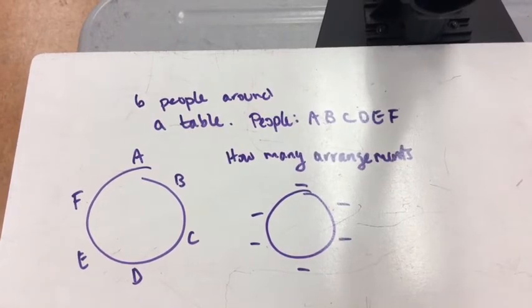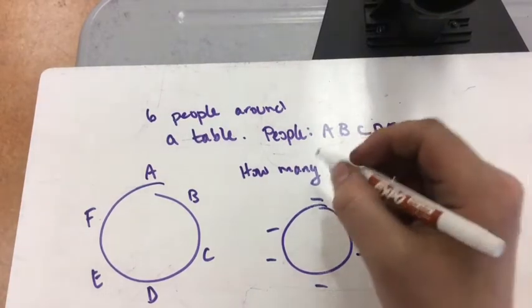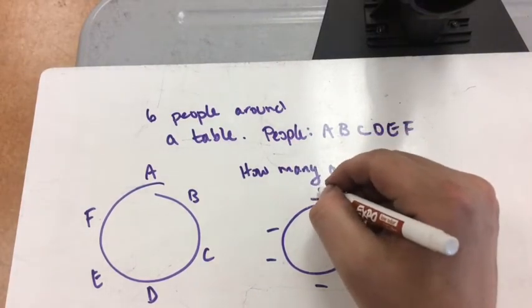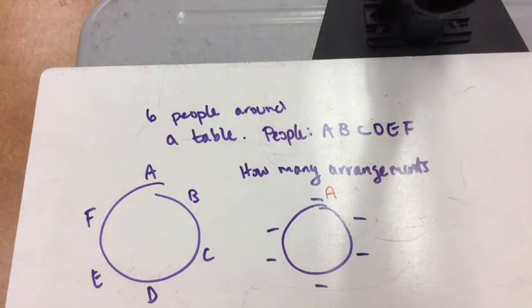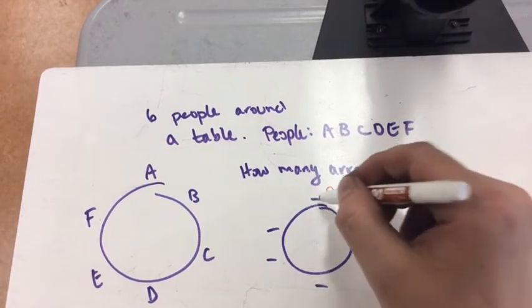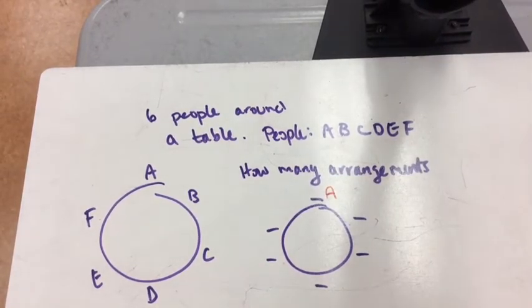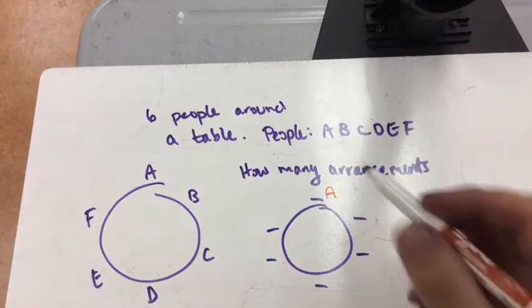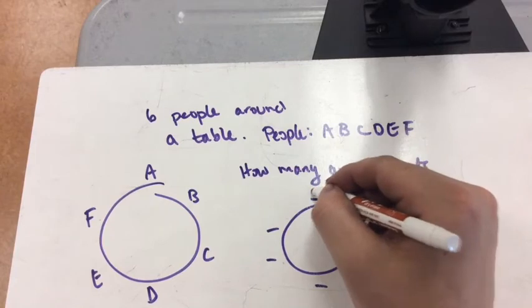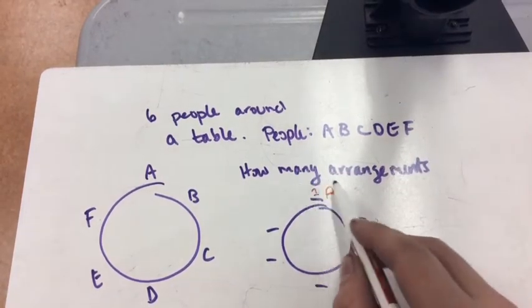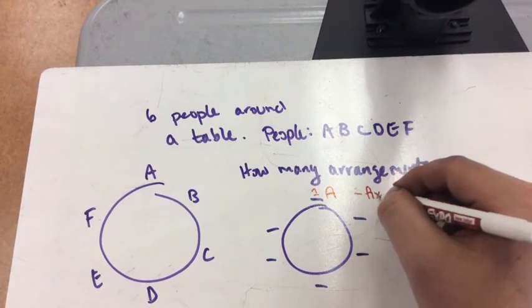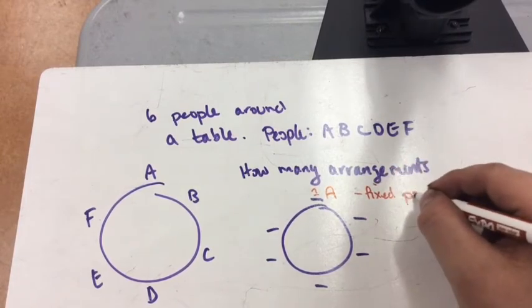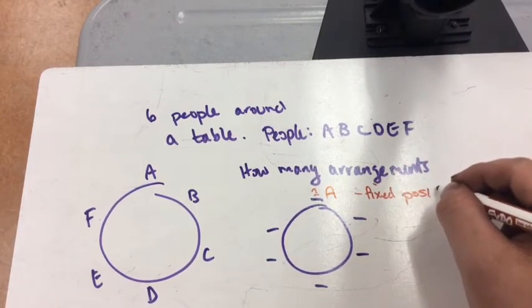The way that we are going to solve this is, the first thing we do is we lock in a position. So let's lock in this 12 o'clock position and say that A is going to go here. We are locking it in by saying A has to go here. How many ways can A go there? Well, there's only one way that A can go there.